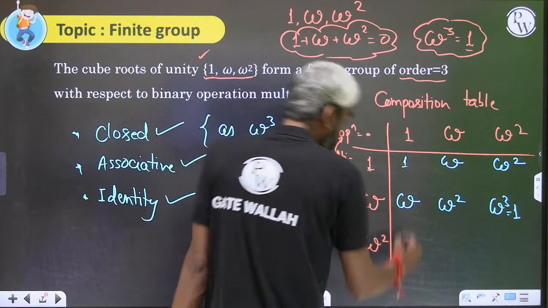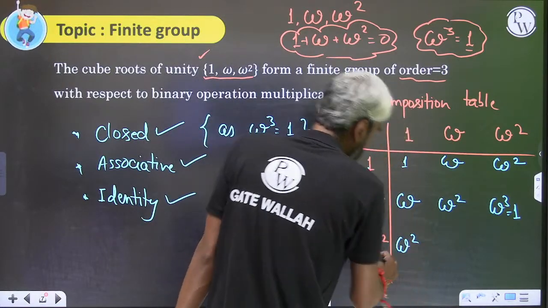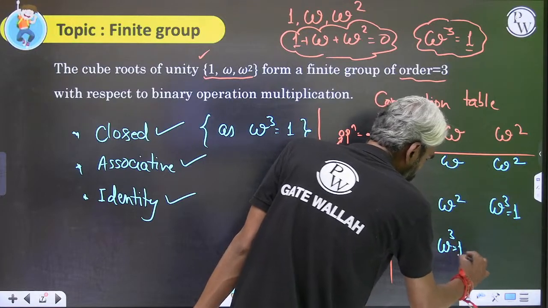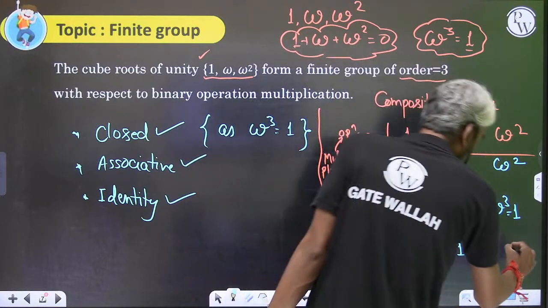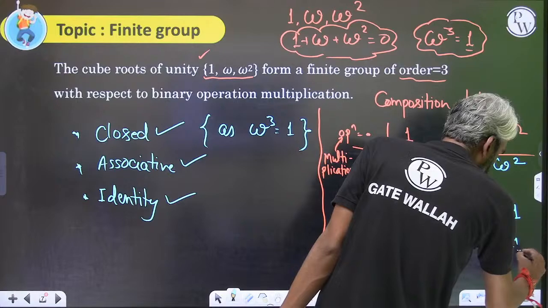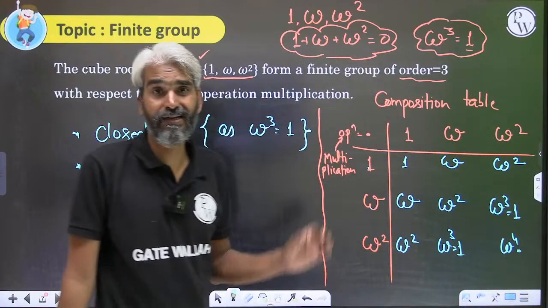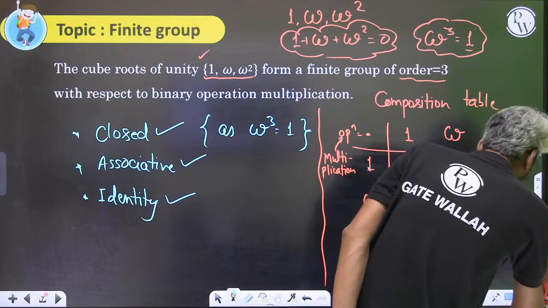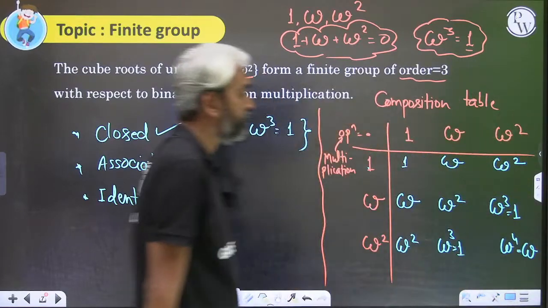Similarly, omega square into 1 will be omega square. Omega square into omega will be omega cube, which is 1. Now, omega square into omega square will be omega raised to the power 4. As I told you, omega raised to the power 4 can be written as omega cube into omega. So it will be 1 into omega, that is, it will become omega.